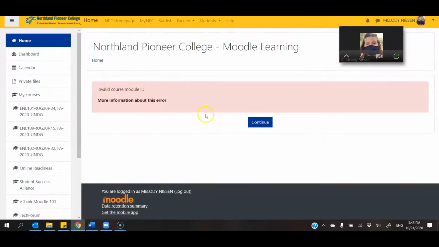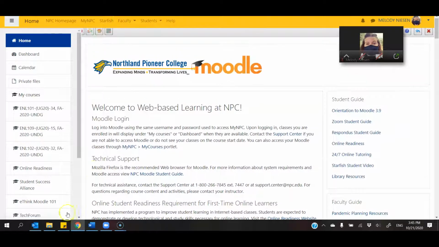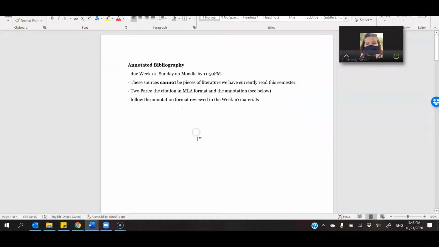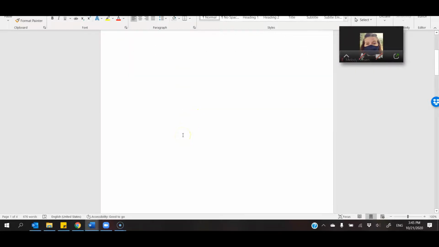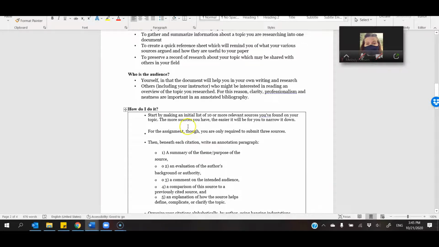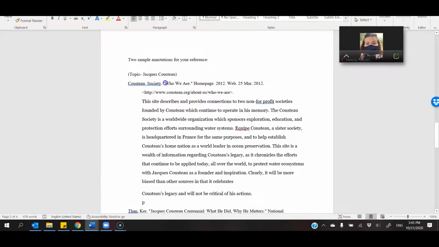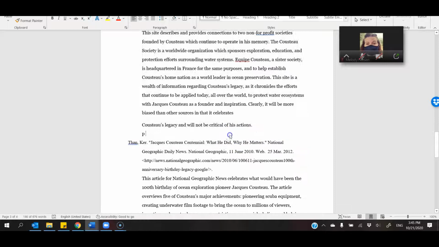So the annotated bibliography assignment, that didn't work like it was supposed to. I will fix that. The annotated bibliography assignment is, these should be sources. The sources cannot be pieces of literature we've read this semester. There are 2 parts to your annotated bibliography entries, the citation in MLA format and the annotation, and follow the format reviewed in the week 10 materials. So we're going to scroll down here and learn more about what annotated bibliographies are, what our annotation should include, and what those annotated bibliography entries look like.